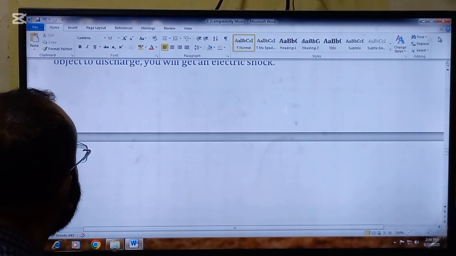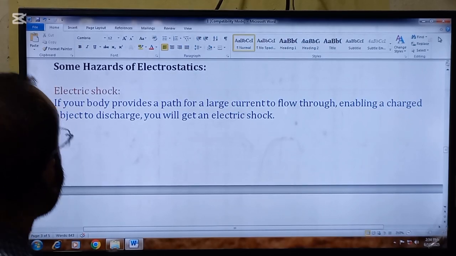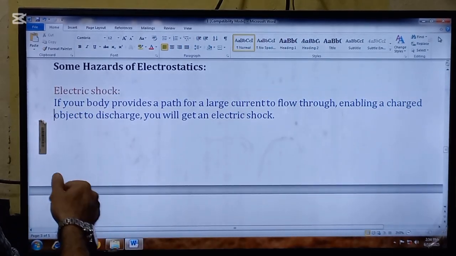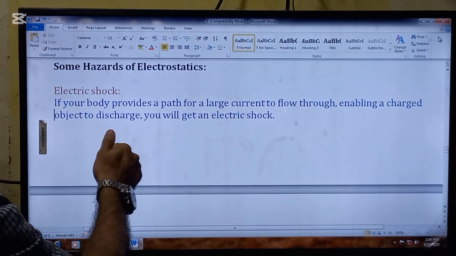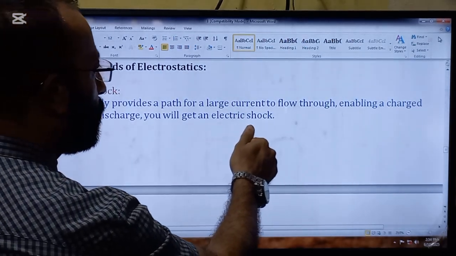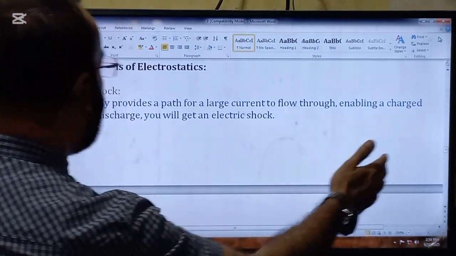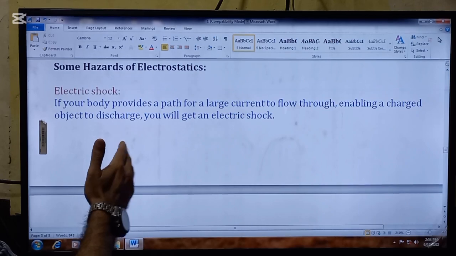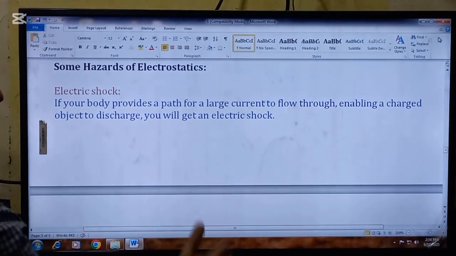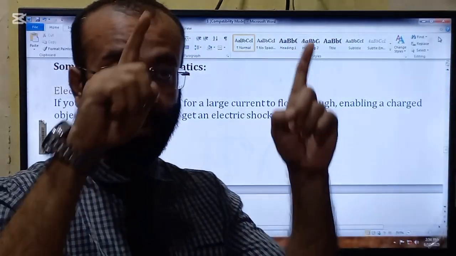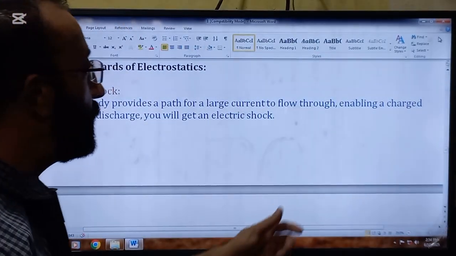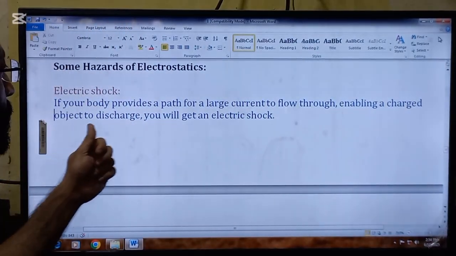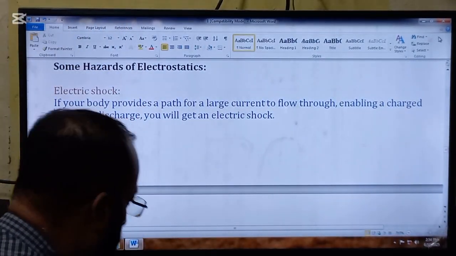Okay, some hazards of electrostatics. Electric shock. If your body provides a path for a large current to flow through, enabling a charged object to discharge, you will get an electric shock. So if the path is created between you and a charged object, you will get the shock.